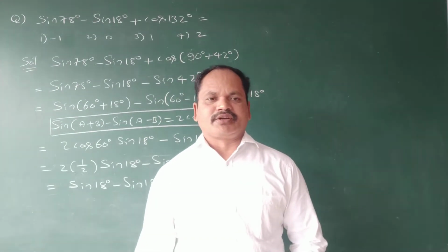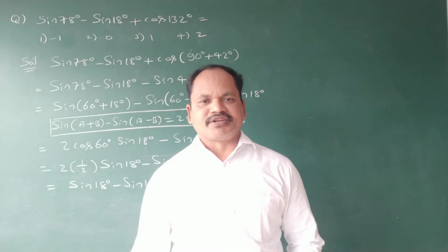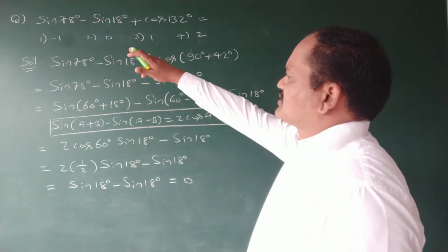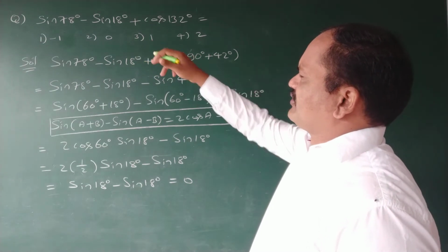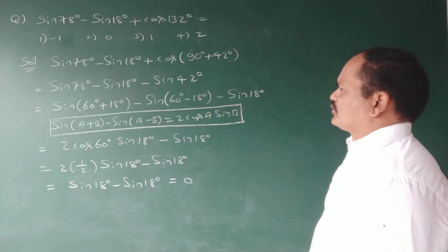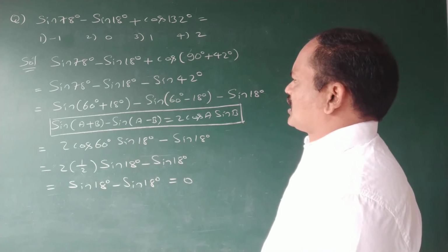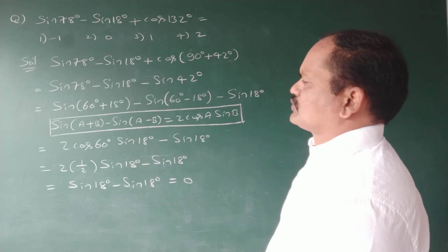The chapter is trigonometry. Topic is the transformations. Now we are going to the questions. The question is: sin 78 degrees minus sin 18 degrees plus cos 132 degrees is equal to? First option minus 1, second option 0, third option 1 and fourth option 2.